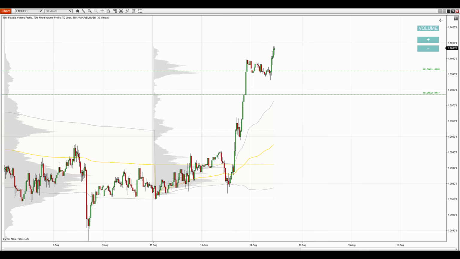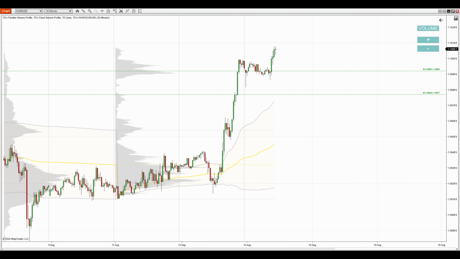Today I'd like to talk about euro. So this is a 30-minute chart of the euro dollar. This is the NinjaTrader 8 platform with my custom-made volume profile and VWAP indicators. And I would like to talk about this strong buying activity, and the levels that I currently have in this strong buying activity.